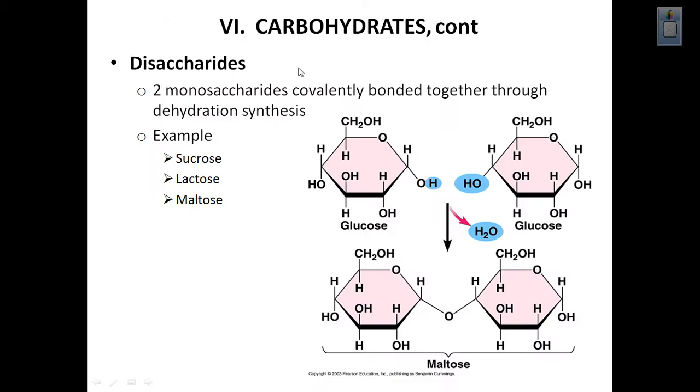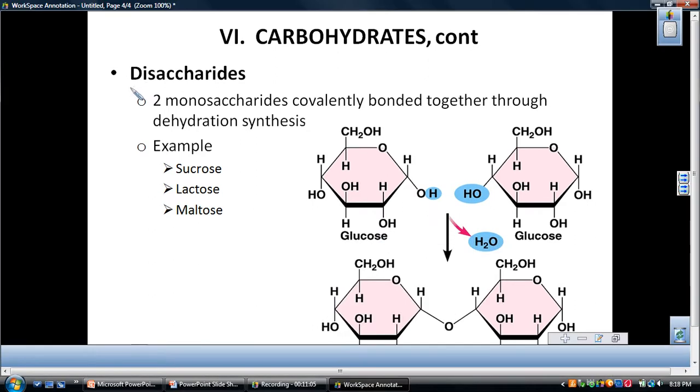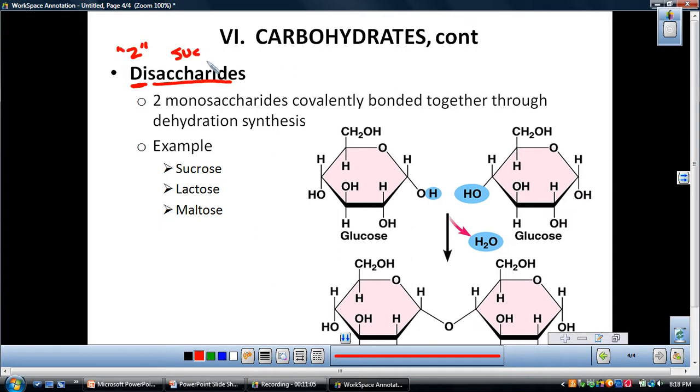All right, the next couple of slides should be pretty easy because the hard one was getting the monosaccharides down. So in the next slide, we're going to talk about if we put the prefix di in front of saccharide, now we get 2 sugars. Okay, so mono is 1, di is 2, saccharide is sugar, now we get 2 sugars.